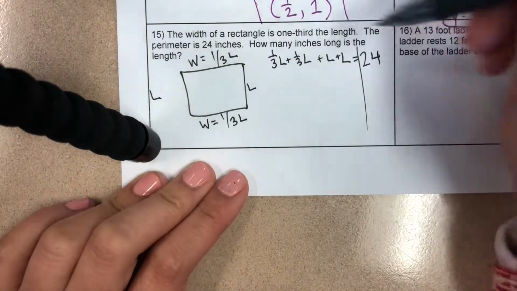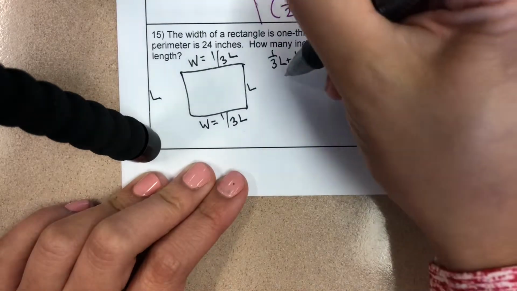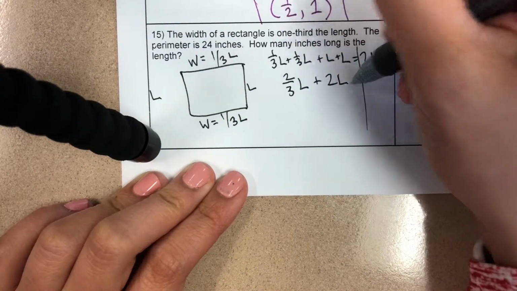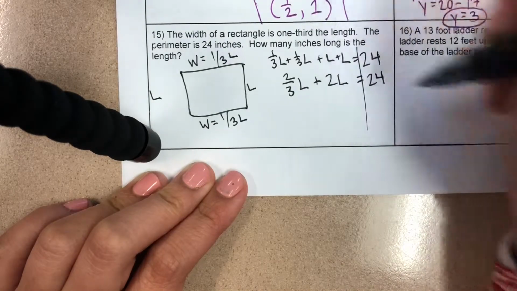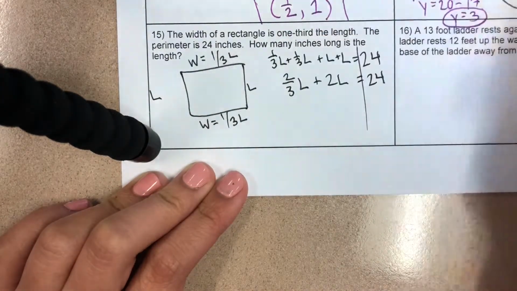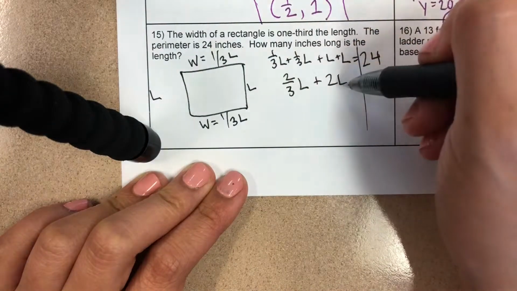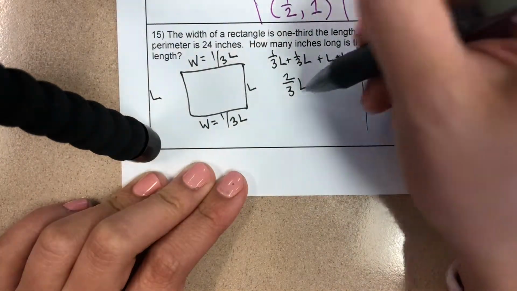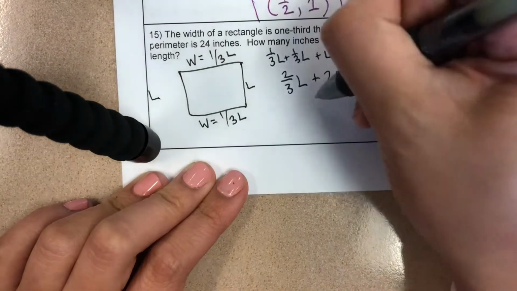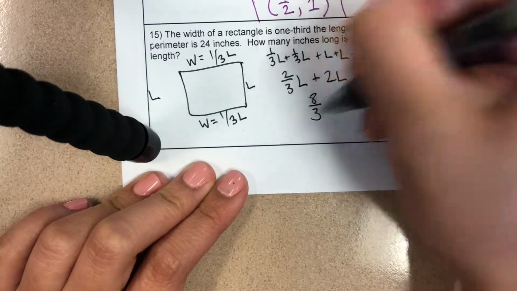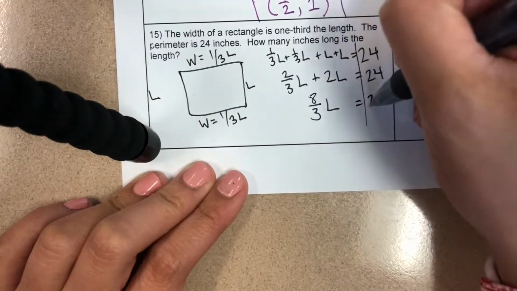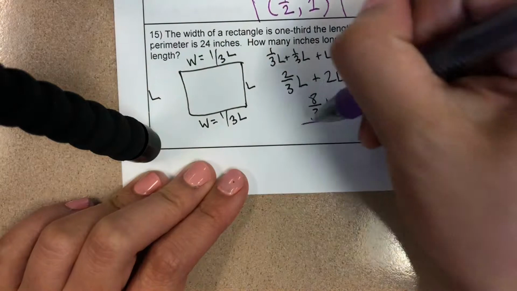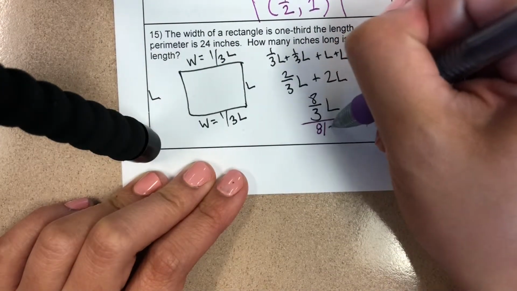And I'm going to combine. 1/3 plus 1/3 is 2/3. So I have 2/3 L plus 2L equals 24. When I combine this, 2/3 and 2, I can multiply 2 times 3 and then add 2. This improper fraction would be 8/3. L equals 24. And my last step is to divide to get L by itself by 8/3.